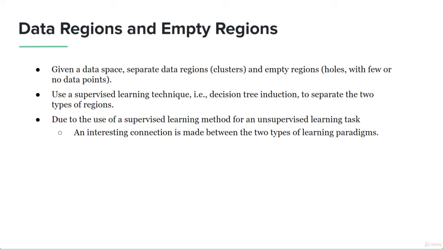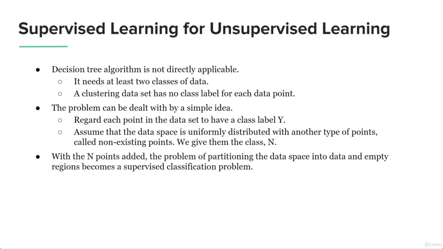Due to the use of a supervised learning algorithm for an unsupervised learning task, an interesting connection is made between the two types of learning paradigms. This is supervised learning for unsupervised learning. The decision tree algorithm is not directly applicable. It needs at least two classes of data. A clustering dataset has no class label for each data point, and we need to remember that. So the problem can be dealt with by a simple idea: regard each point in the dataset as having a class label y. So we can label all of the data points with the y label.